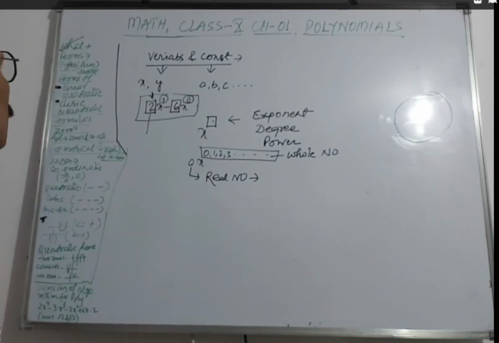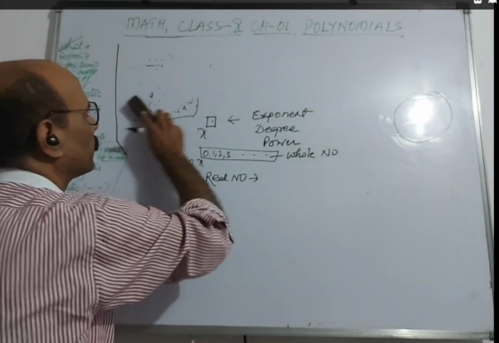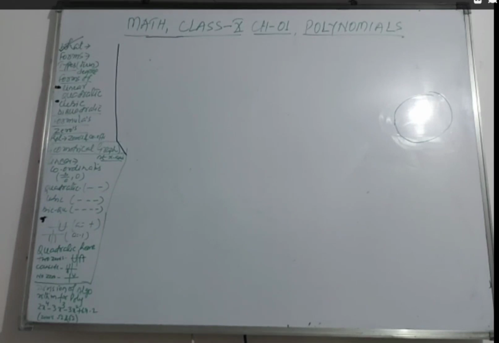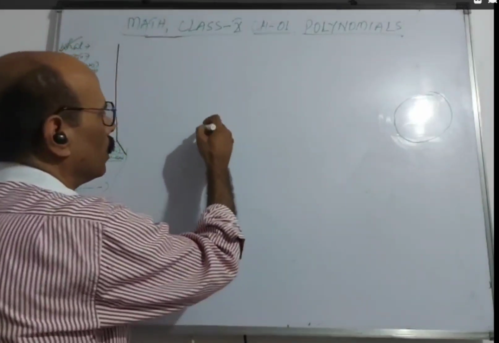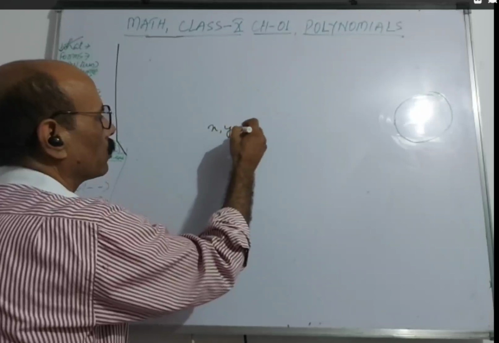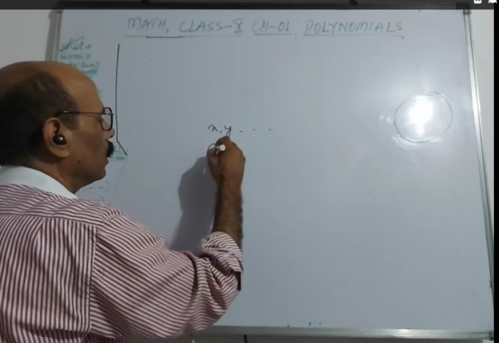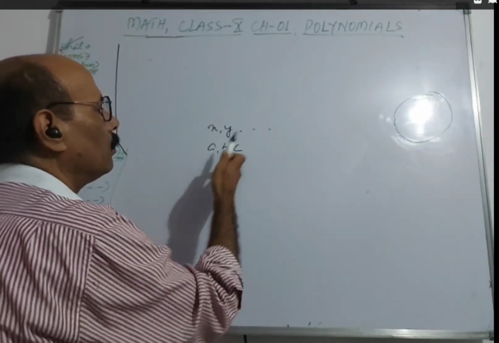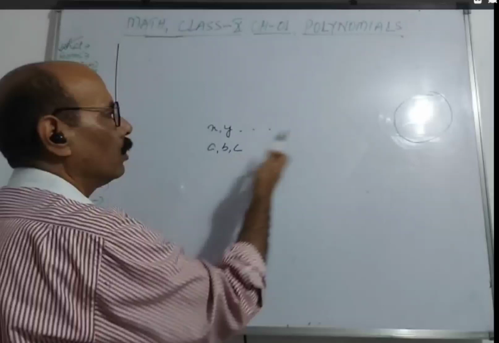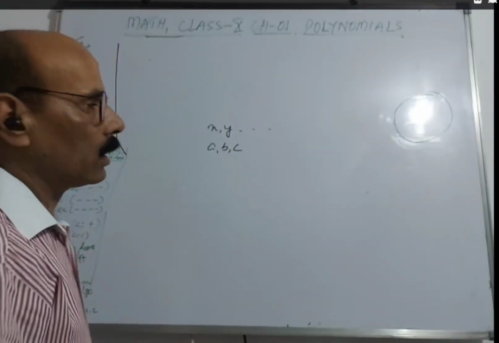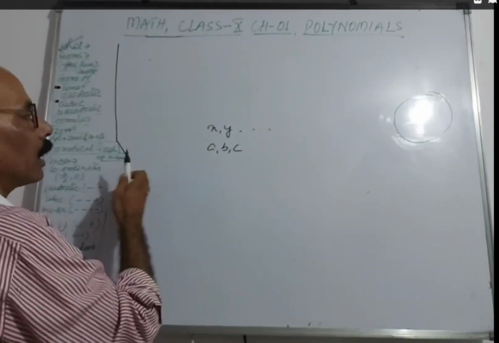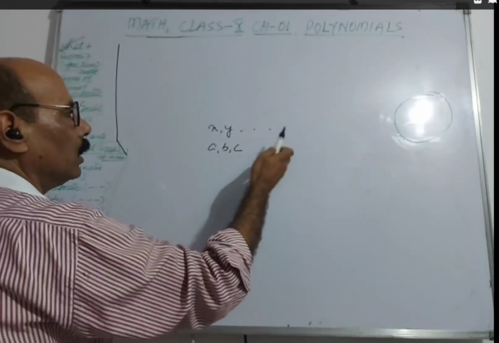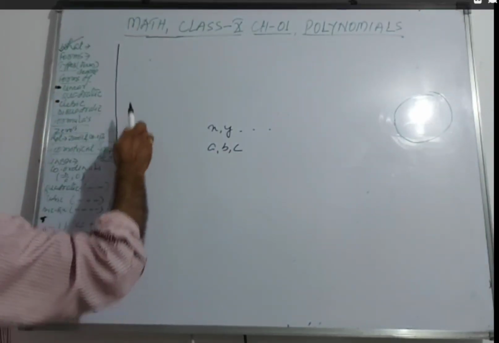Now come to the form of polynomial. Just now we discussed variables are generally written as x, y, and constants a, b, c. There are only 26 alphabets. If you want to write a general polynomial, you can use a1, a2, a3, like this, so that will be better.